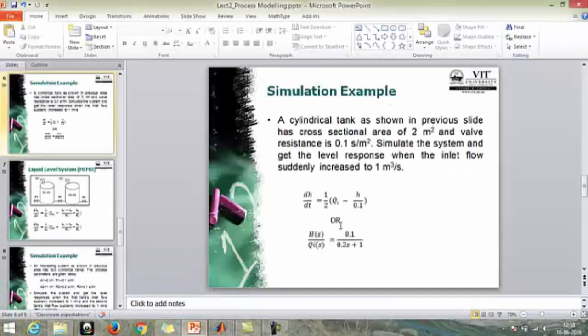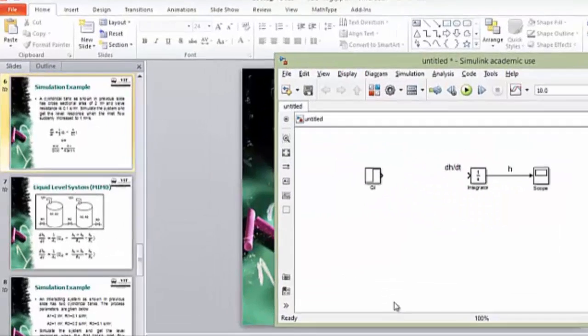And if you're going back to the model, this dh by dt is a function of qi and h. So qi minus h divided by 0.1, which is the valve resistance according to the modeling. So we have to now simulate this qi minus h by 0.1.